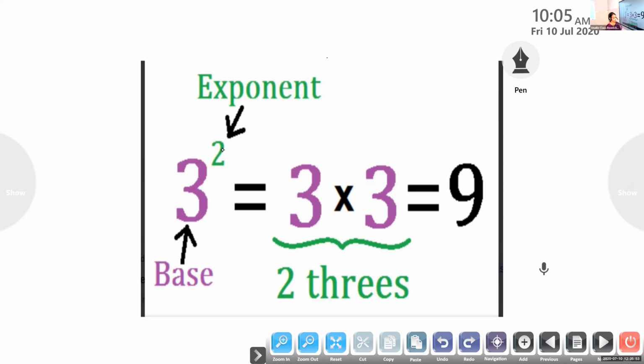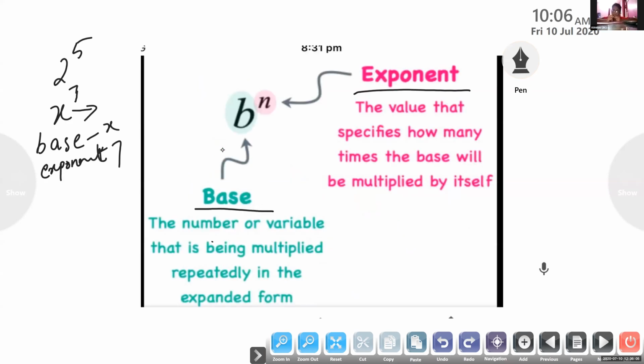Abhinav, I can't hear. What did you say? Base like definition. You want to write it? Definition of base. Okay, this one, isn't it? Okay, right? The number or variable that is being multiplied repeatedly in the expanded form.